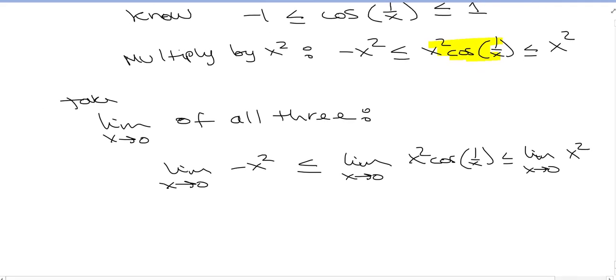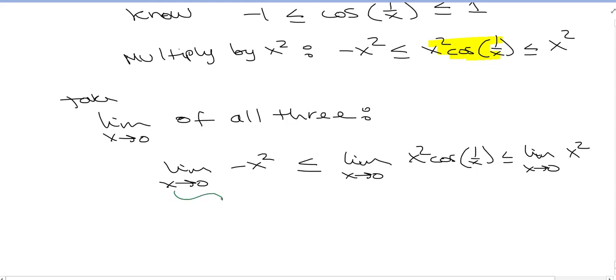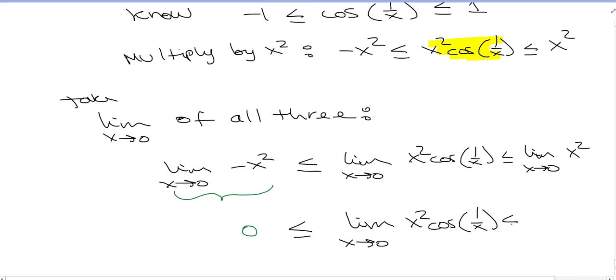And what do I know about this limit? The limit as x goes to 0 of negative x squared, plug it in, right? When you plug in 0, you get 0. So 0 is less than or equal to, this is the limit we're looking for. We don't know this limit. And this one, plug it in. The limit as x goes to 0 of x squared. 0 squared is 0, so I have 0.